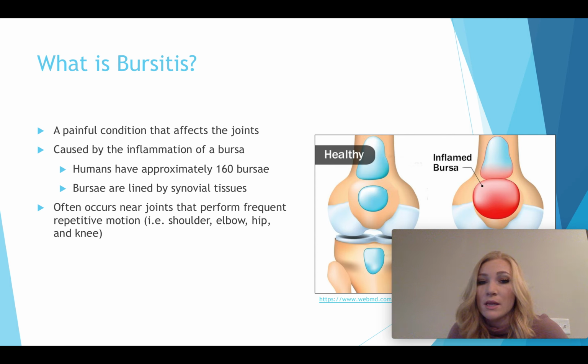Humans have approximately 160 bursa, and these bursa are lined by synovial tissues, which produce fluid that lubricates and reduces friction between these structures. It often occurs near joints that perform repetitive motions. For example, the most common places for bursitis are in the shoulder, elbow, hip, and knee.